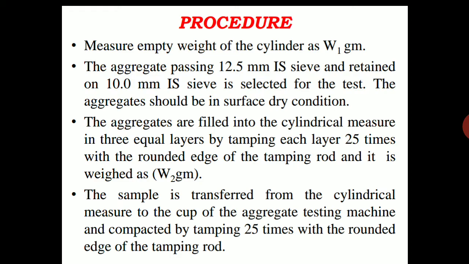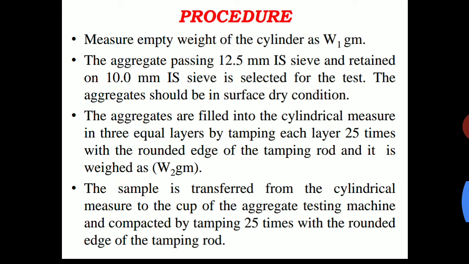Okay, and here the aggregates are filled in the cylindrical measure in three layers, tamped with the tamping rod. After the third layer, whatever aggregates are filled in that cylindrical measure, that weight we are going to consider as W2. So here W2 is nothing but the weight of the empty cylinder plus the three layers of the aggregates, those aggregates which pass through the 12.5 mm IS sieve and are retained on the 10 mm IS sieve.